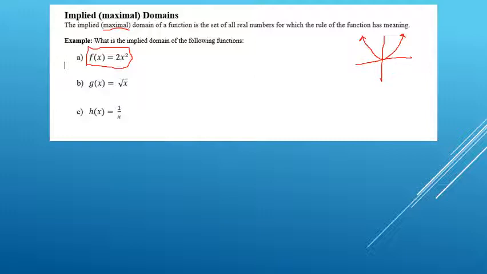I can put any number where x is, and I can work out the y value. So we say here the implied domain, it's not stated for me, what x values can I put into this? The implied domain, I use the maximum amount of values I can. In this case that means I can use all real numbers. So we say that the implied domain is R.